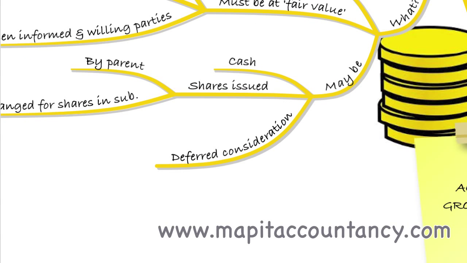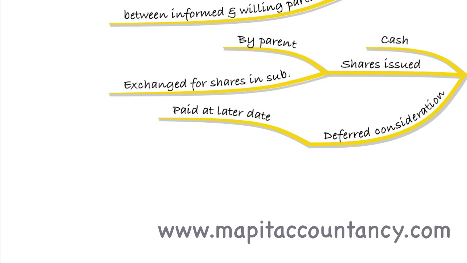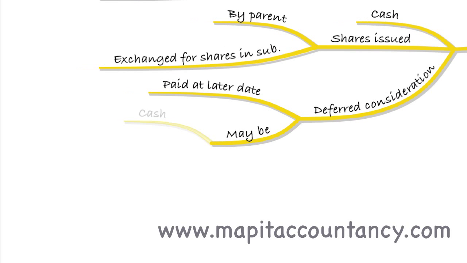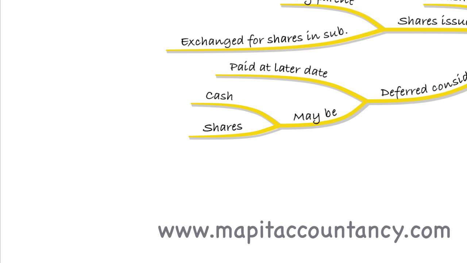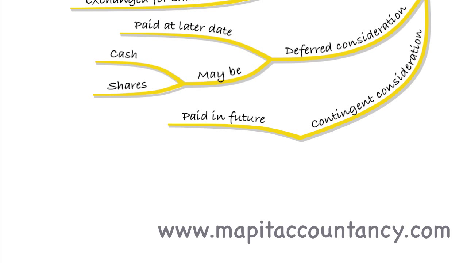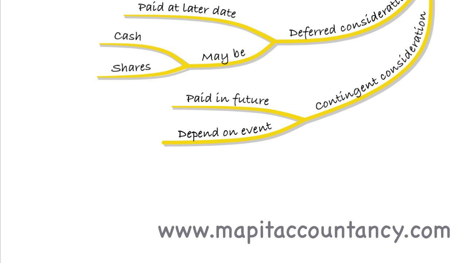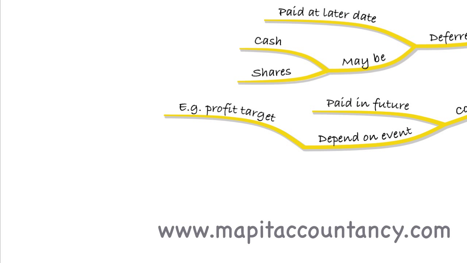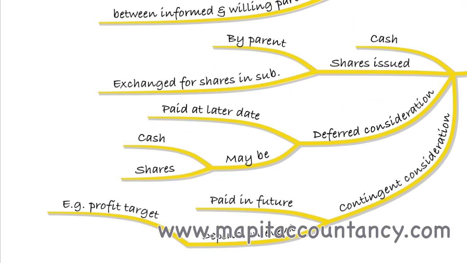It could be what's called deferred consideration, which is paid at a later date. So that might be in the form of cash, or it could be in the form of shares. Lastly, we could have contingent consideration. Contingent consideration is something that is paid in the future, but it depends on another event. For example, you might say, I'll set you a profit target, and if you meet that profit target over the next 3 years, we pay another amount of money in exchange for the business. So those are the different types of consideration that we need to look at. And remember, the key is that we need to get the fair value of each one.